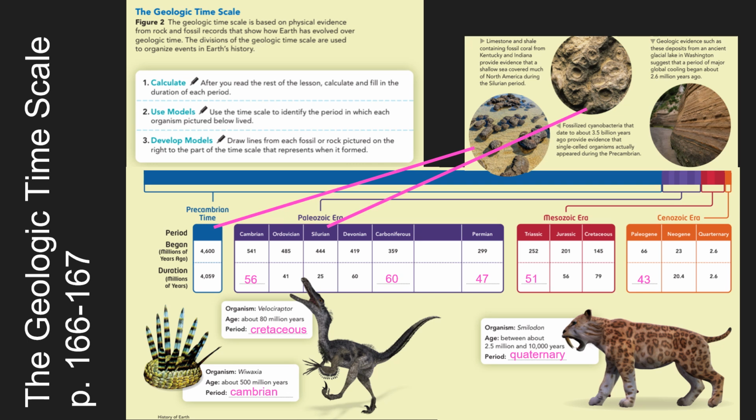And finally, geologic evidence such as these deposits from an ancient glacial lake in Washington suggests that a period of major global cooling began about 2.6 billion years ago. So 2.6 billion years ago, or 2.6 million years ago, not billions, that makes a huge difference. 2.6 million years ago is the Quaternary period.